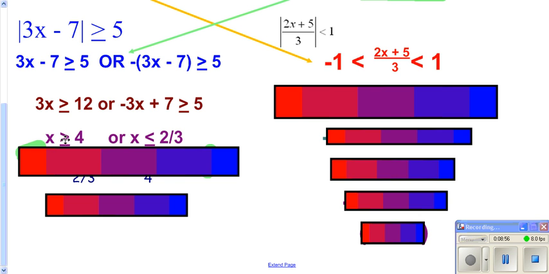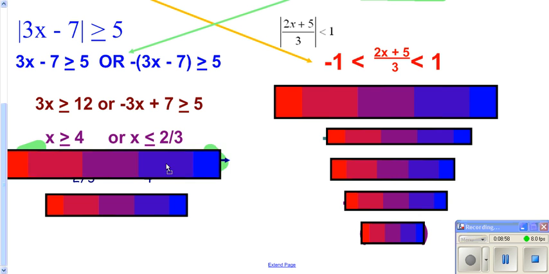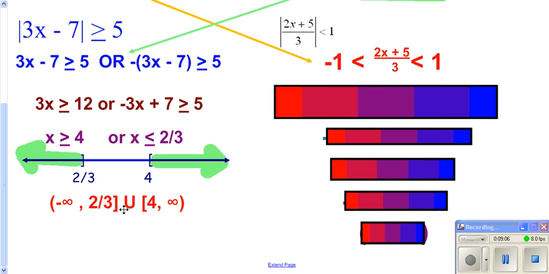So at 4, you're going to have a square and shade to the right. Here you're equal to, so you're going to have a square at 2/3 and shade to the left. Interval notation would be this here. Whenever you are joining two separate intervals, you use a U for union. So it's coming from negative infinity up to 2/3. Here you're starting at 4, going to positive infinity.